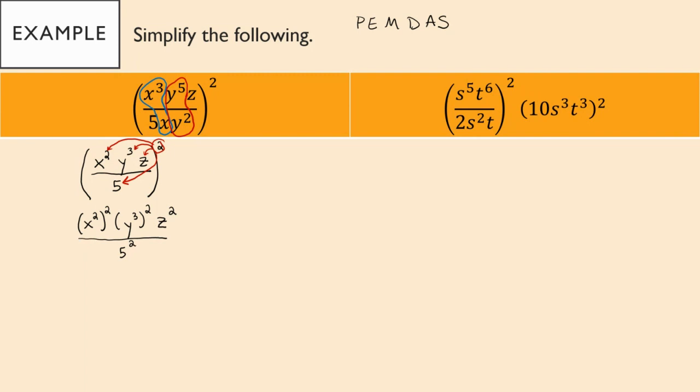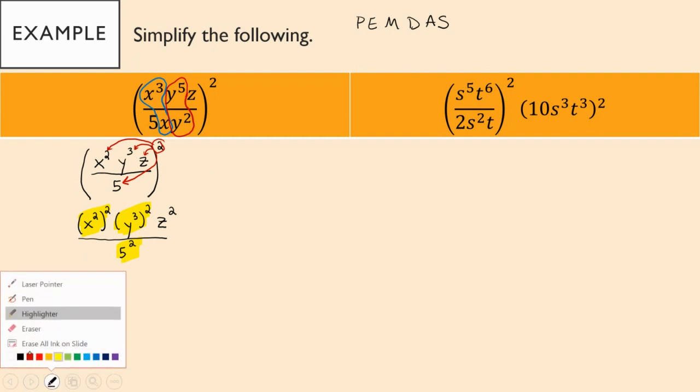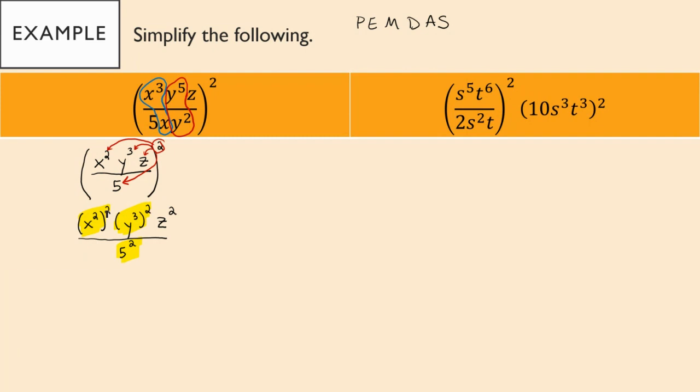Now that I've distributed the outside exponents, I need to actually multiply the exponents together. And I'm also going to square the 5. So I'm going to take care of those exponents. You're multiplying 2 times 2, so that's going to be x to the 4th. With the y, 3 times 2 is 6. And then we have z squared. And then 5 squared is 25.